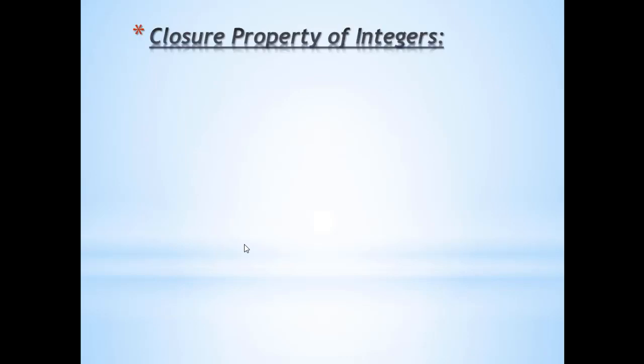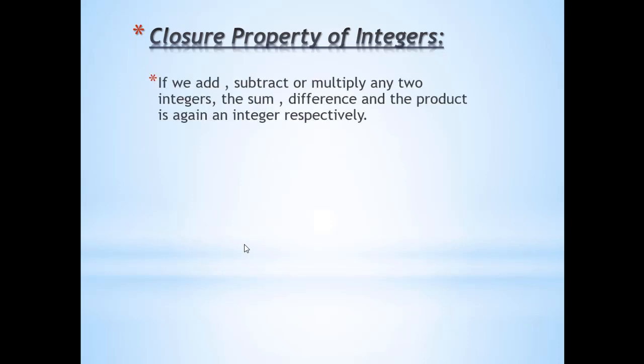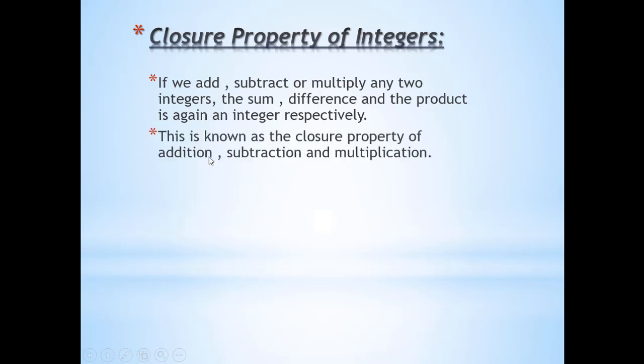Closure property of integers. We have read the closure property of addition and multiplication of the natural numbers. So now what is the closure property of integers? If we add, subtract or multiply any two integers, the sum, meaning addition, the difference, meaning subtraction, and the product, meaning multiplication, is again an integer respectively. This is known as the closure property of addition, subtraction and multiplication.